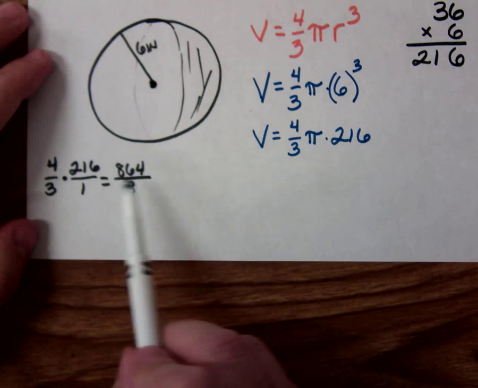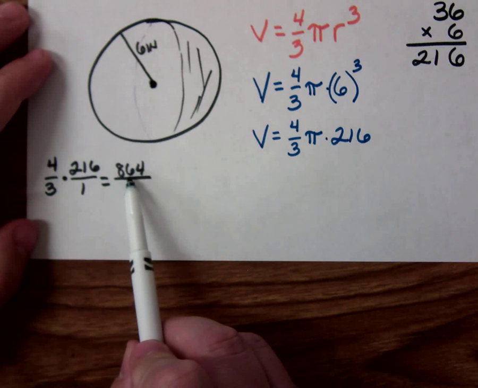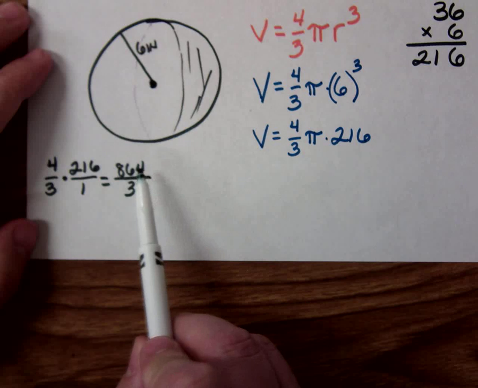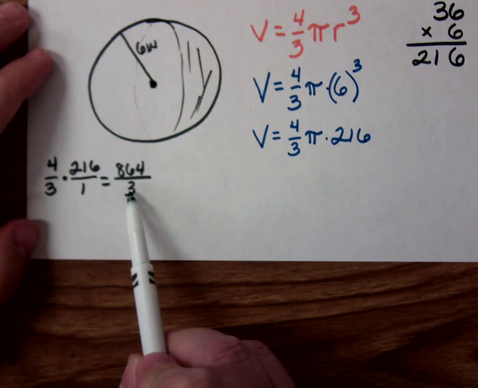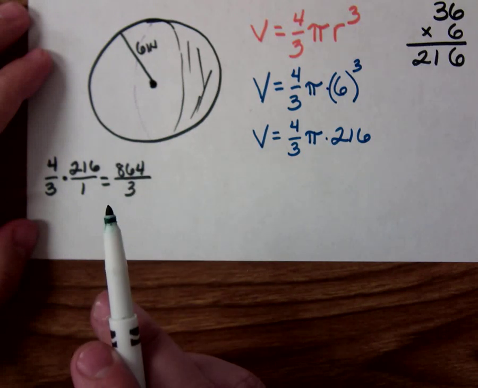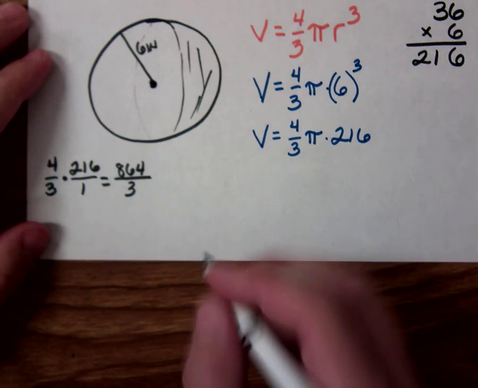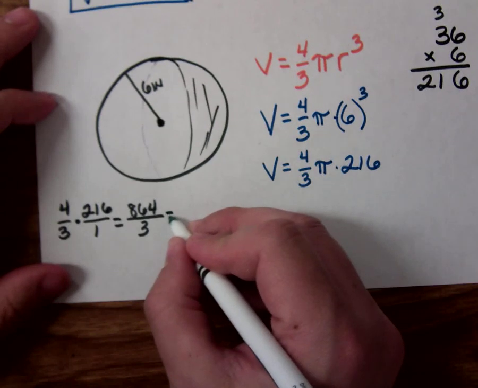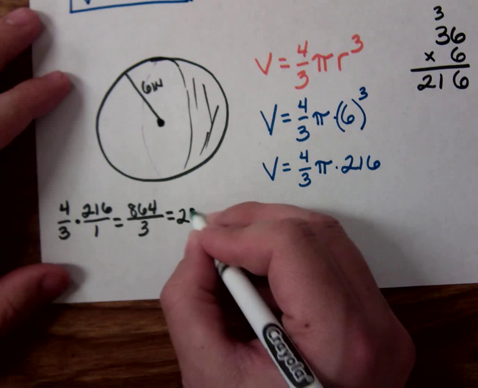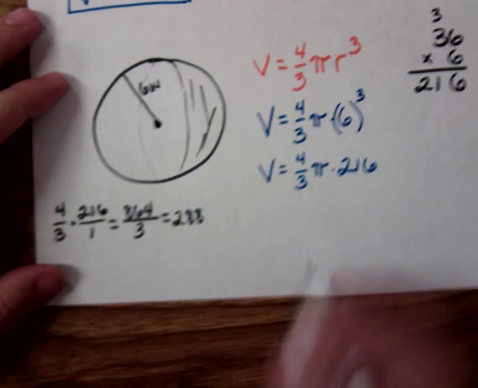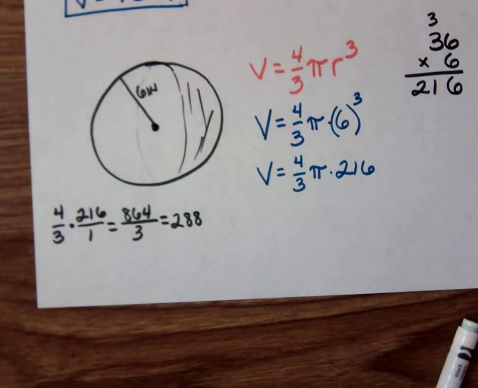This is what I mean. 8 plus 6 is 14. 14 plus 4 is 18. So the sum of the 3 digits up here is 18. 18 can be divided by 3. That means 864 can also be divided by 3. It is going to be 2 something. 288. Good. So 4/3 times 216 is 288.